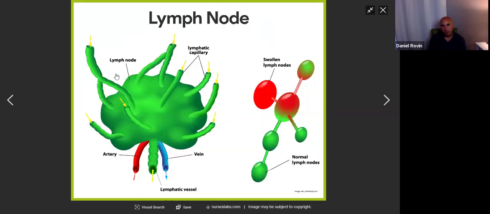This is a lymph node with all these lymph vessels, all right? So the lymph is coming into the node, into the node, into the node, into the node, and then it leaves the node. The lymph node has to have blood supply to feed the cells, and then that blood leaves. So it's an organ like anything else, but their job is to clean the lymph.